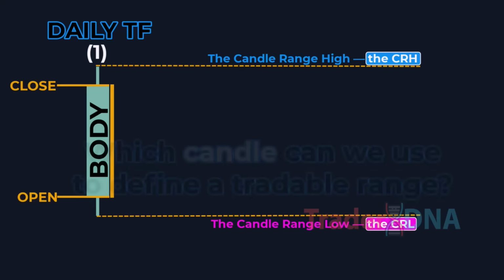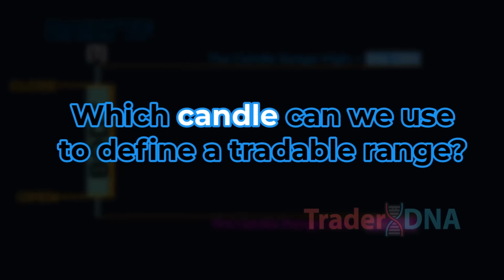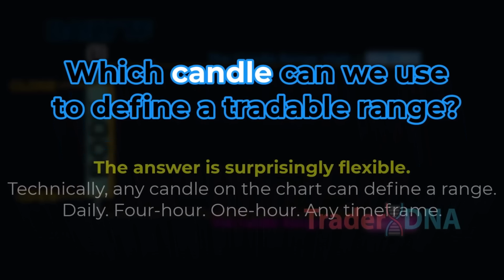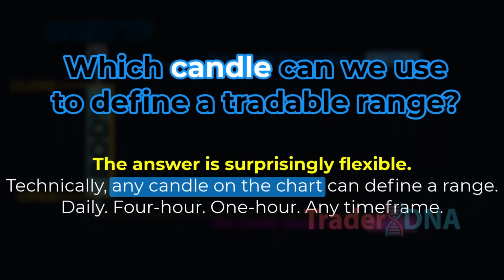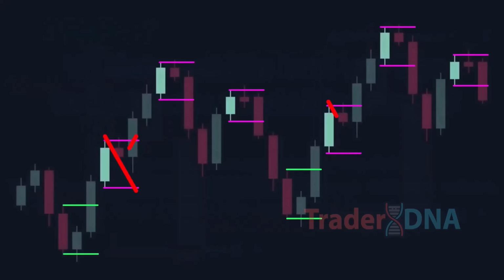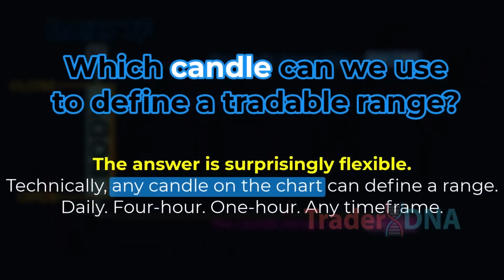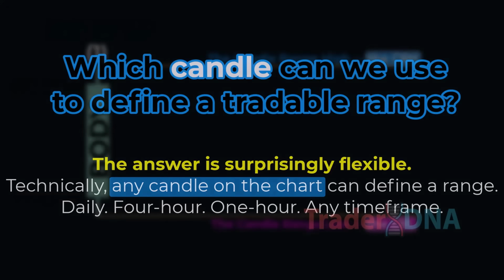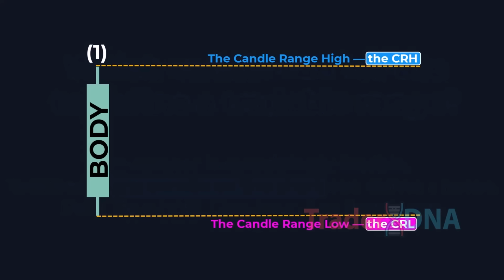Now you might be asking, which candle can we use to define a tradable range? The answer is surprisingly flexible. Technically, any candle on the chart can define a range, daily, 4 hour, 1 hour, or any time frame. But, and this is important, not every candle is ideal. There are specific criteria that help us decide which candle gives us the highest probability setup, and we're going to break that down later in the video. For now, just understand this. Candle 1 defines the range. CRH at the top, CRL at the bottom. And that range becomes the foundation for everything that comes next.